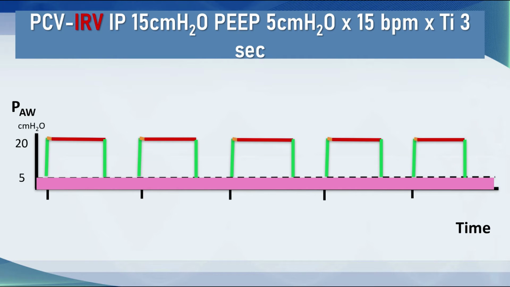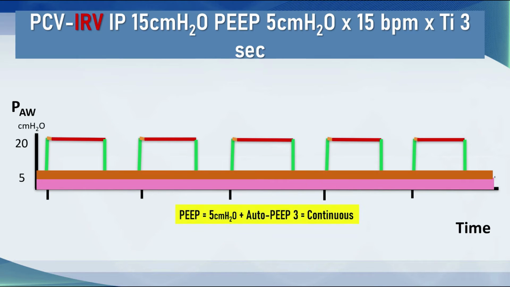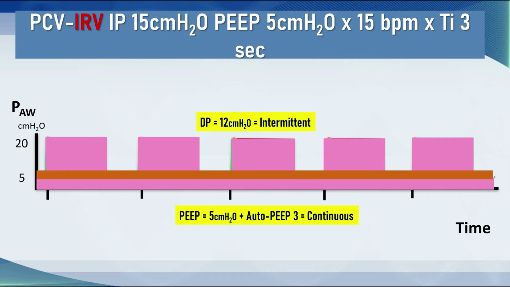Also, it's worth keeping in mind, because we're using pressure control, that Auto-PEEP might exist. In this case, we've added Auto-PEEP of 3 centimeters of water, and this will increase the continuous PEEP to 8 centimeters of water, and of course will drop the driving pressure to 12 centimeters of water from 15, so that the tidal volume will be lower.